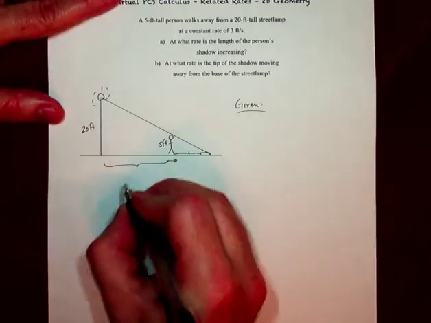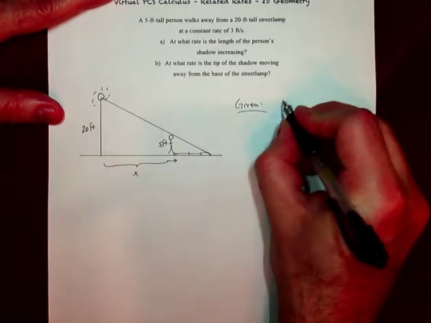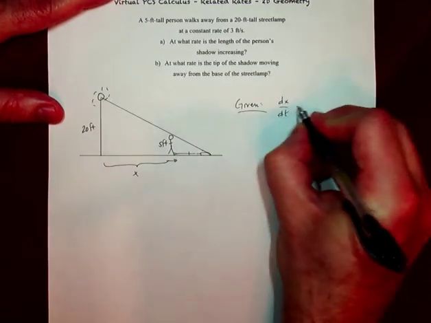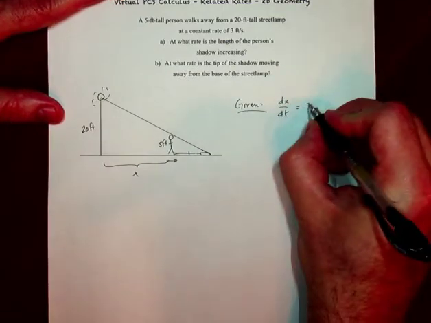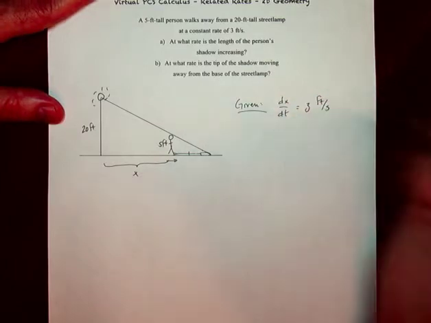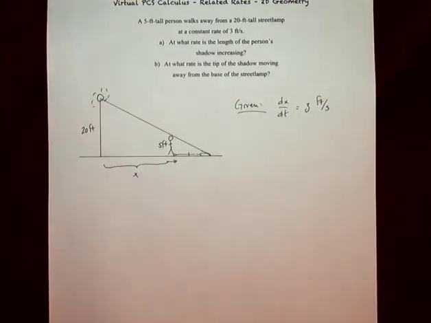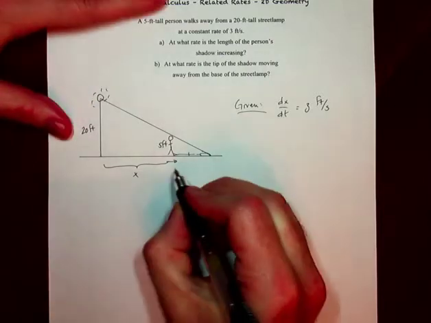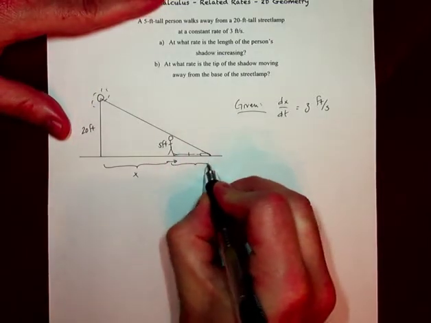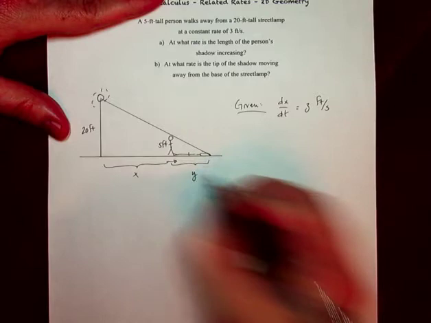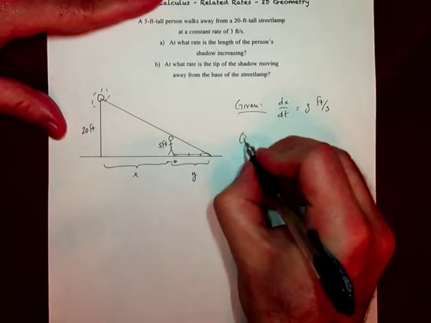Well, let's go ahead and name it. Let's call it x, so that we can actually name what's given. dx/dt is 3 feet per second. That person is walking away. Now, it also wants to know, at what rate is the length of the person's shadow increasing? Well, that is this length. So let's call that y. I know, we're being really imaginative.